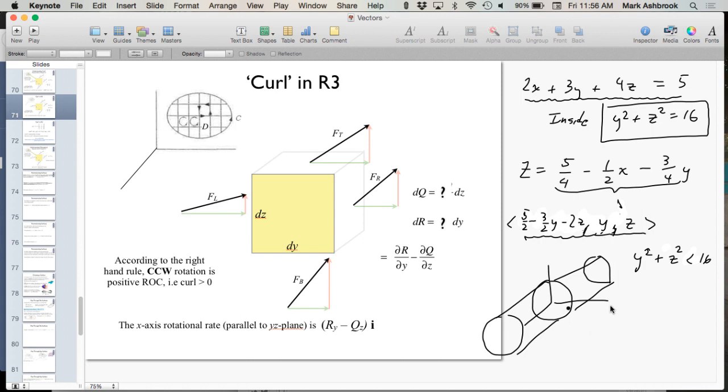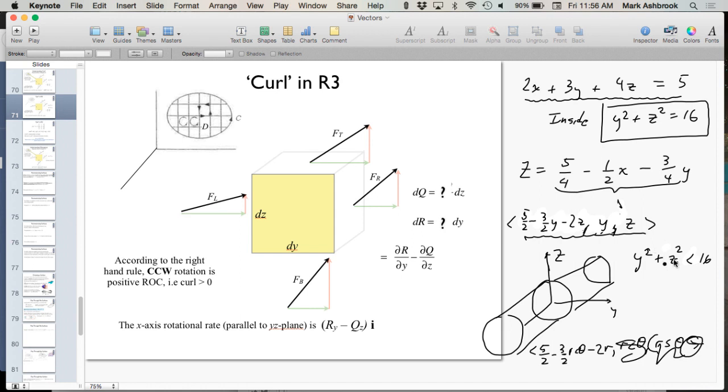So if we have y like this and z like this, what would y be in terms of r and theta? r cosine theta, because y is the horizontal component. So y is r cosine theta, and z would be r sine theta. And then what would x be? 5/2 minus 3/2 r cosine theta minus 2r sine theta. Right.